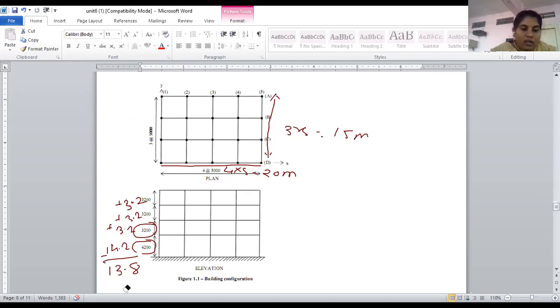And after that, there is the height of the building. There is a variation in the height. At the ground floor there is a 4.2 meter height, again 3.2, again 3.2, again 3.2.